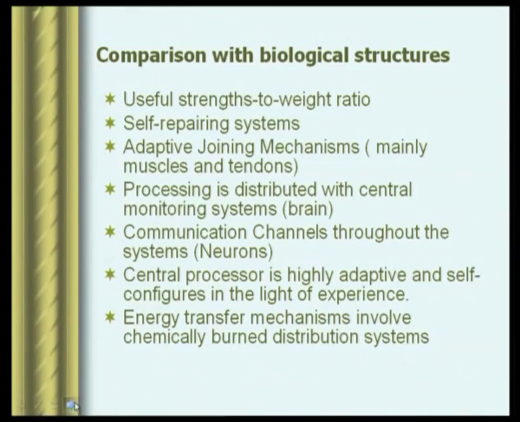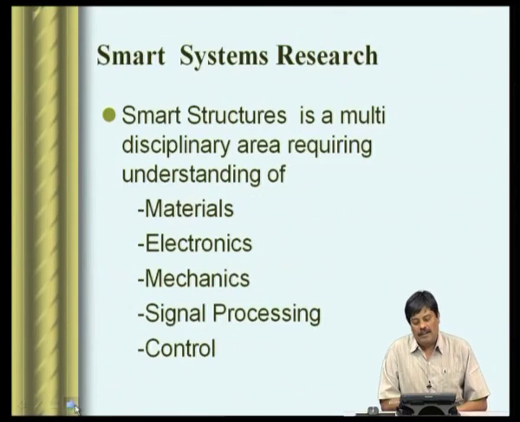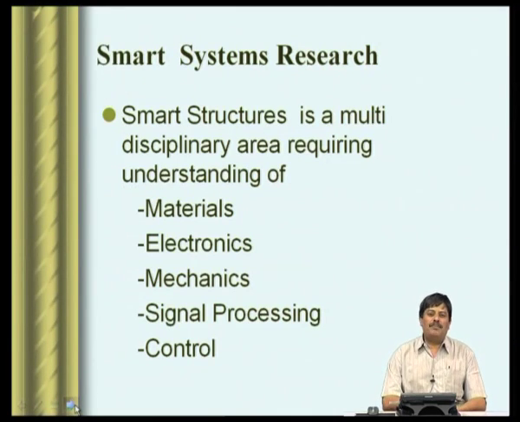So, as I said earlier, our human body is a really intelligent structure, and the aim here is to basically incorporate all those behavioral aspects of the smart aspects of the human body into the system. So, now coming back to the smart material research, basically smart structures or a material is a multidisciplinary entity requiring understanding of materials, electronics, mechanics, signal processing and control.